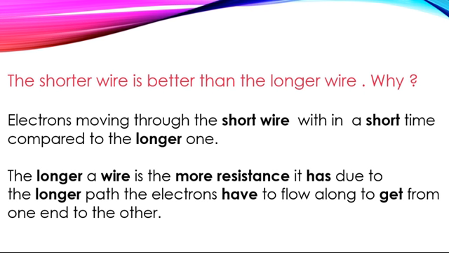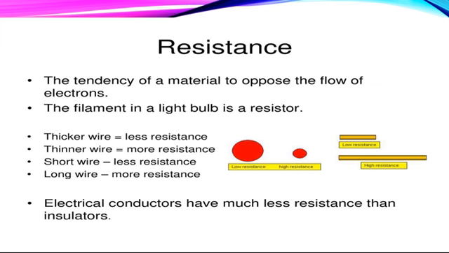And the longer wire has more resistance due to the longer path. It has a longer path the electrons have to flow along to get from one end to the other. It takes more time for the electrons to travel. So the shorter wire is better than the longer wire. And what about resistance? The tendency of a material to oppose the flow of electrons is called resistance.